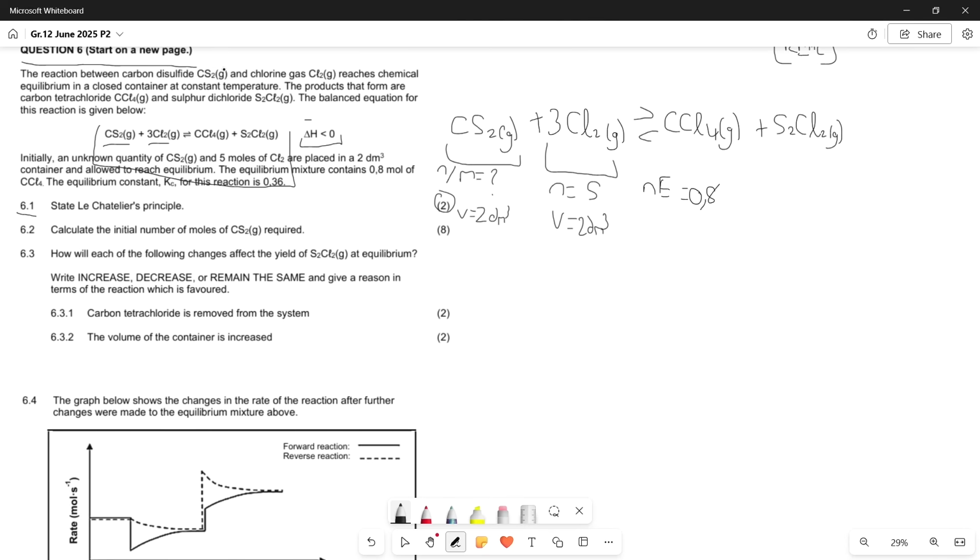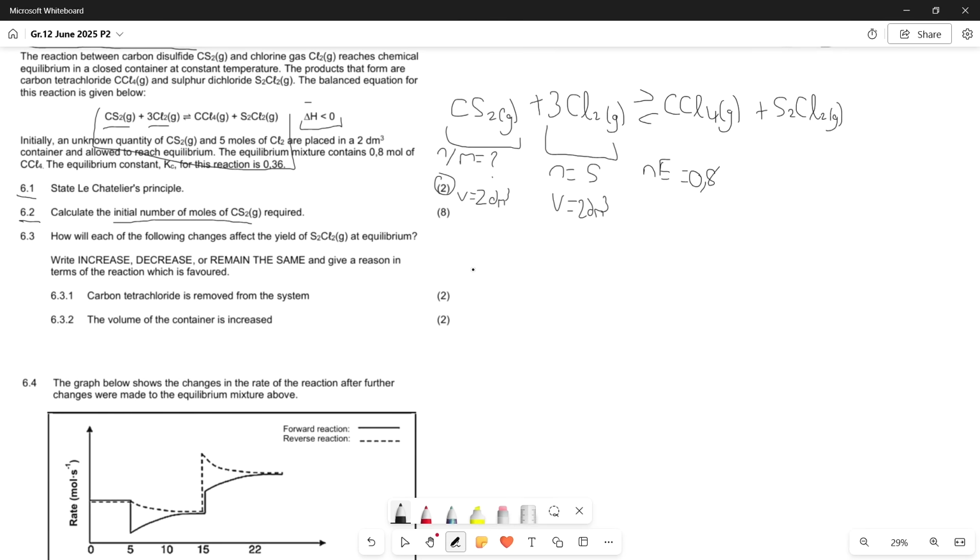Okay. And then straight from there into 6.2, an 8-mark question for a rice table. So 6.2 says, calculate the initial number of moles of CS2. So the CS2 over here, when I initially wrote it was mass, but potentially moles, we are dealing with the initial moles that we want. So required for 8 marks. So we will go ahead and draw our rice table.